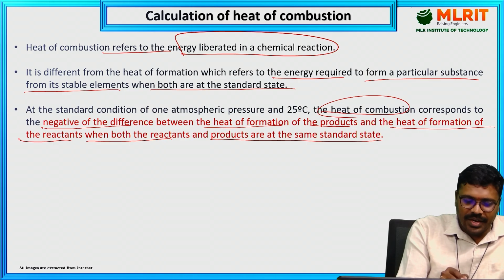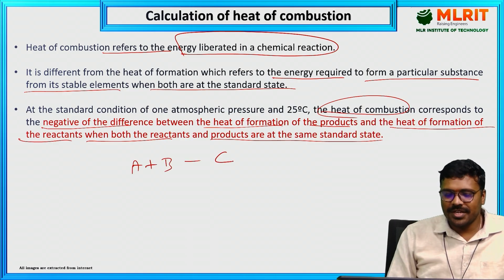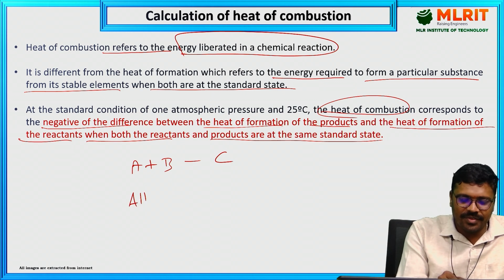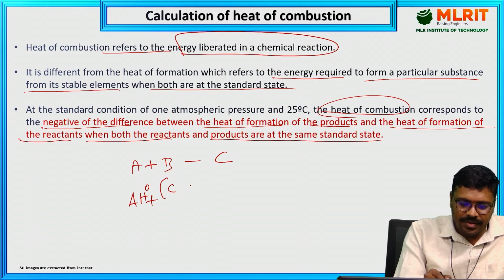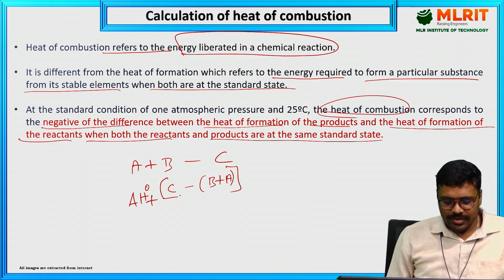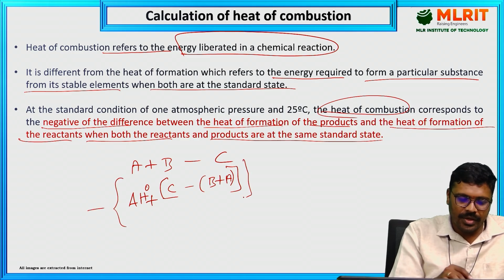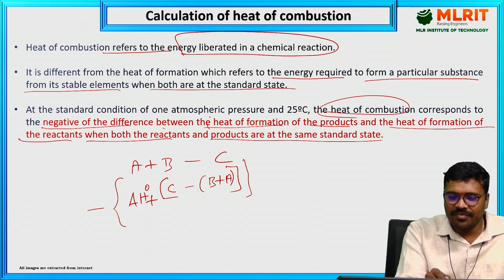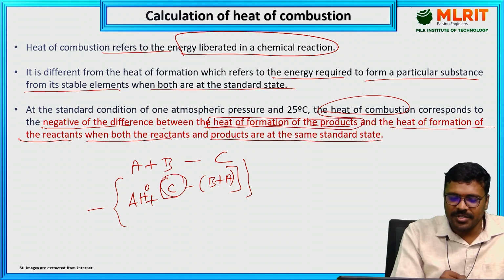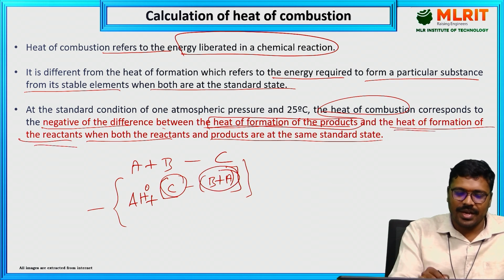Suppose A plus B equals C. The heat of combustion is nothing but the heat of formation of the product, delta H naught F of C, minus that of B plus A. So it is nothing but the negative of the difference between the heat of formation of the products and the heat of formation of the reactants.